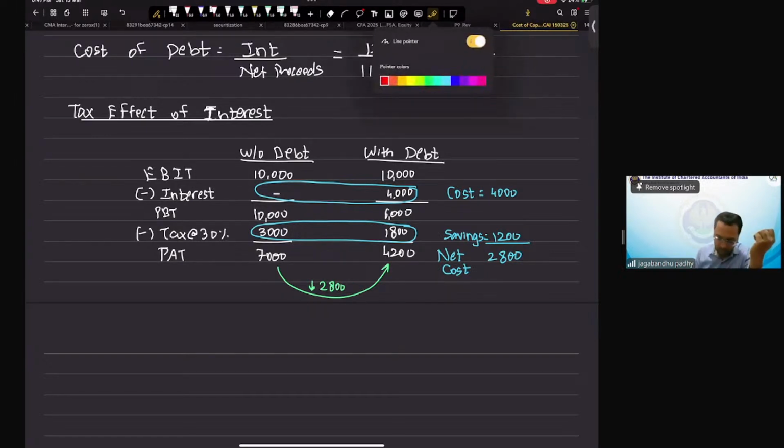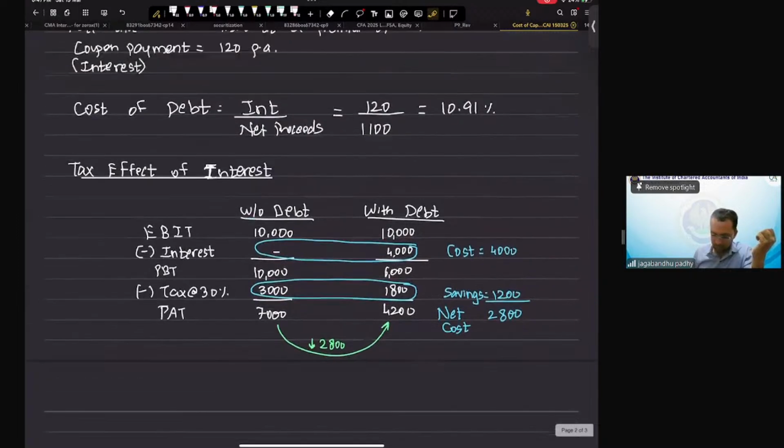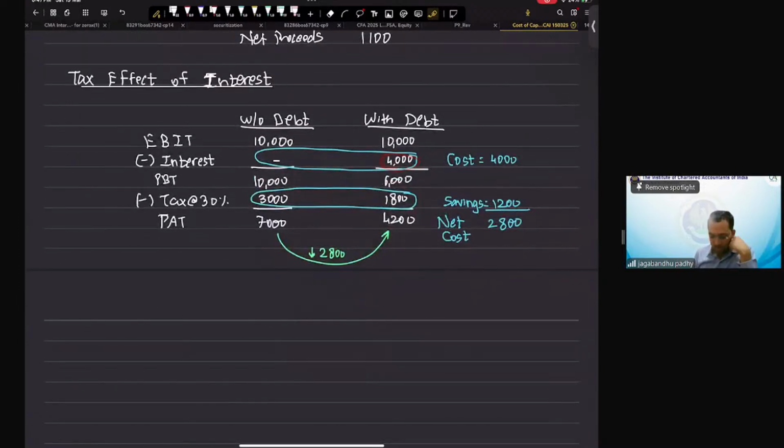So to compare, a company which has got a debt is having a cost of 4,000. But instead of paying 3,000 as tax, this company is paying 1,800 as tax. Can I say the company is saving 1,200 in tax? So your cost is 4,000, but you're also saving 1,200. The net effect is 2,800. Did we get it? Did you get it, guys? Yeah. So net cost is 2,800.